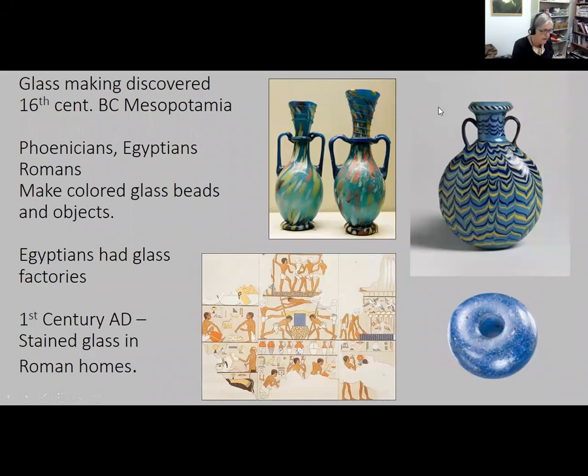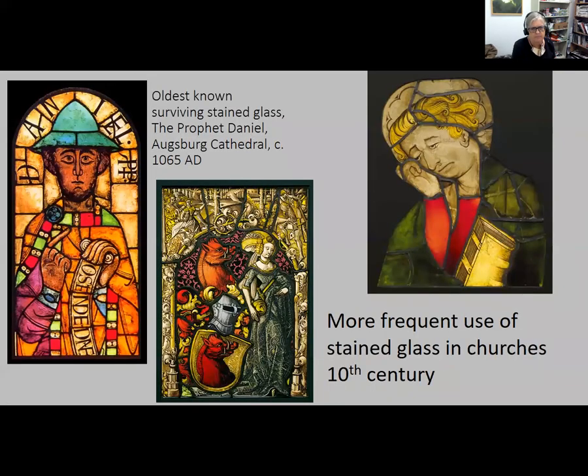So the use of glass was discovered a long time ago in 6th century Mesopotamia, and then the Phoenicians, the Egyptians, and the Romans made colored glass beads and objects, and the glass that they were using was not transparent, like later stained glass was. The Egyptians even had glass factories. In the 1st century AD, wealthy Romans started using stained glass in their homes. Glass was really, really expensive back then.